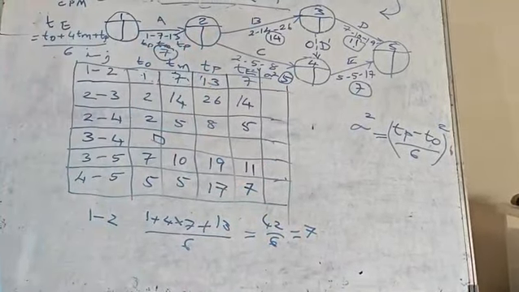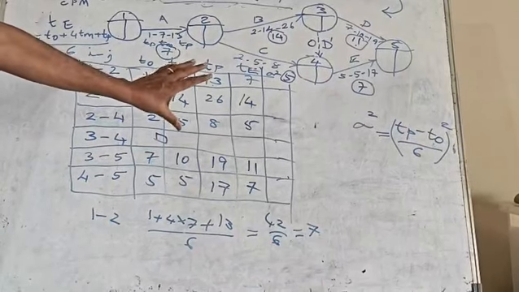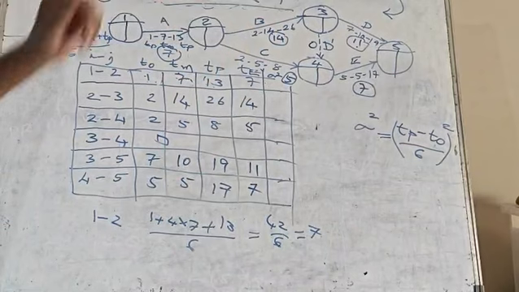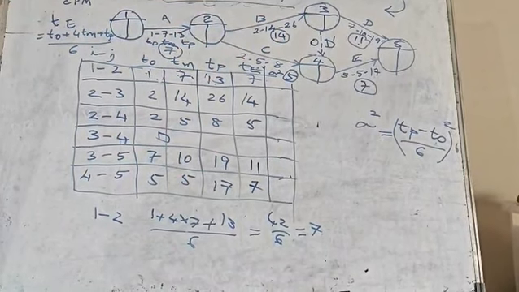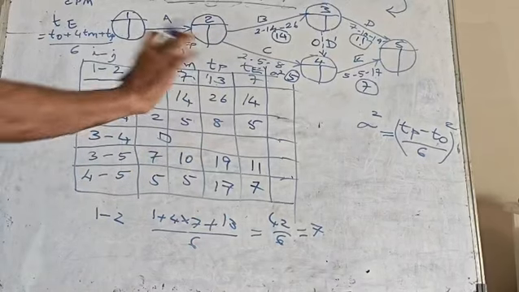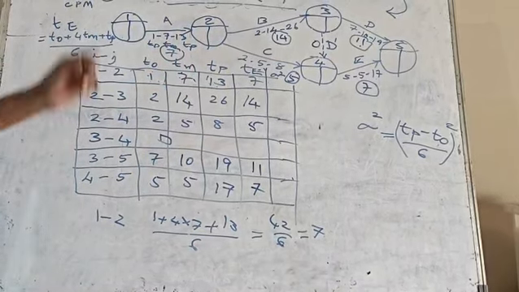Now here there is a trick. In order to save your time, first you need to calculate the critical path, and only then calculate variance, only for the critical path, not for all the activities. So that's why you stop there and go to make the critical path.